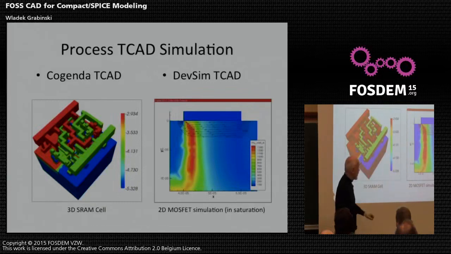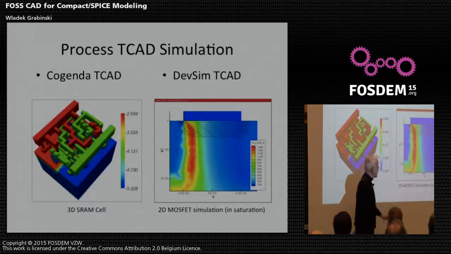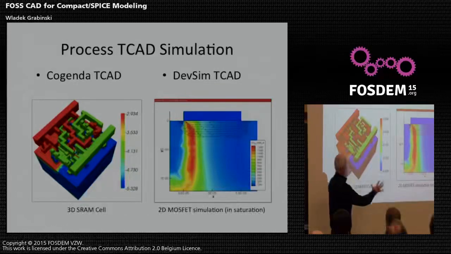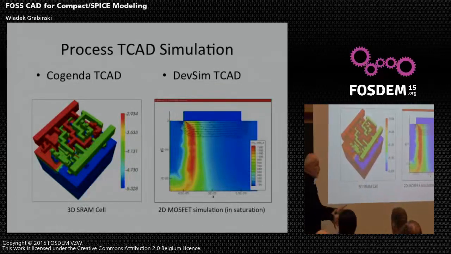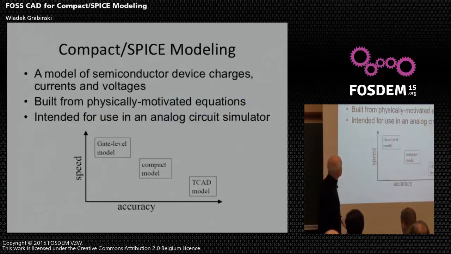DevSim is another example. This is a 2D simulation of a MOSFET device, and you can see the current flow and mobility distribution in this particular device. These two tools give you input for compact modeling to build your models.